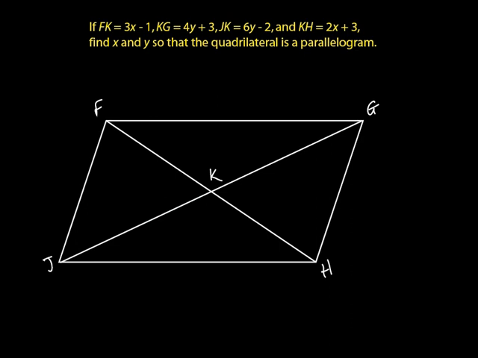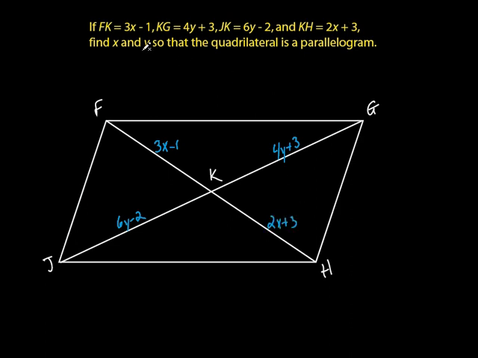Okay, here's a simple little example that we'll take a look at. Hopefully this shouldn't be too hard for you. It says if FK is 3x minus 1, so let's mark that. We'll put that right here, 3x minus 1. KG is 4y plus 3. We'll put that right here, 4y plus 3. That's KG. JK, which is this one right here, is 6y minus 2. And KH right here is 2x plus 3. All right, that's the stuff they tell you.